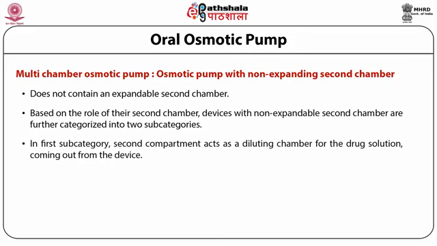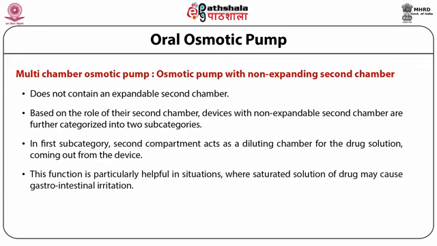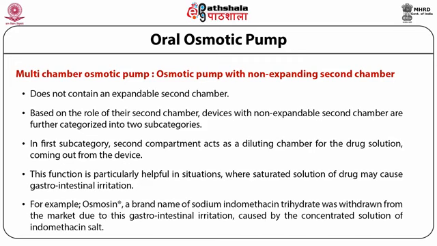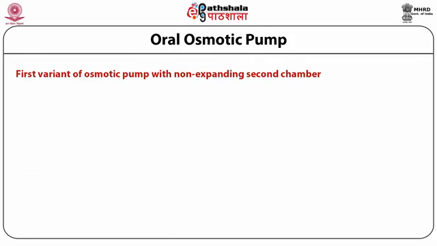The first subcategory is where the second chamber acts as a diluting chamber for the drug solution itself. In this case the function is particularly helping with saturation, since a saturated solution of drug may cause gastroirritation. For example, this is a marketed product, Osmosin, a brand name of sodium indomethacin, which has now been withdrawn from the market because of gastroirritation, but it was based on this concept. So there are some variants developed for this system, and the first variant is a non-expandable second chamber.